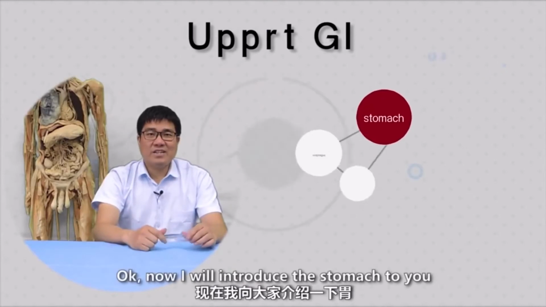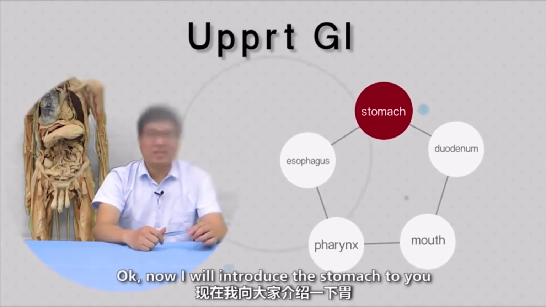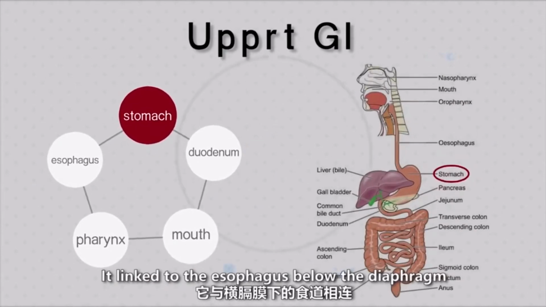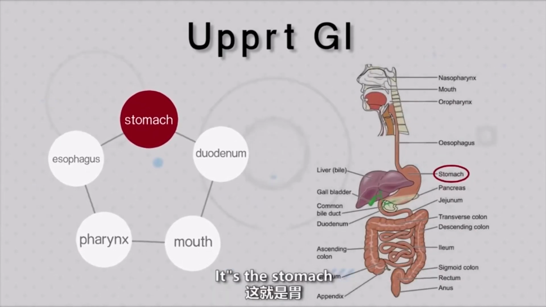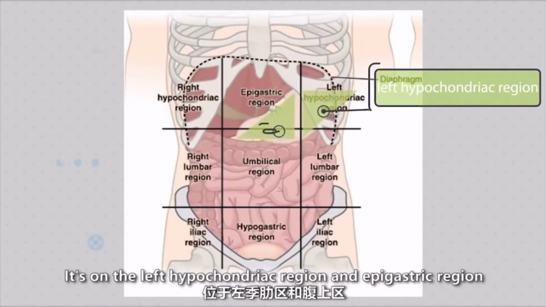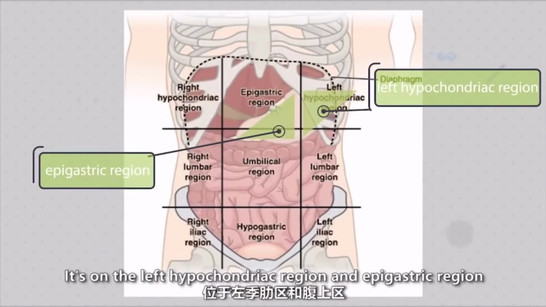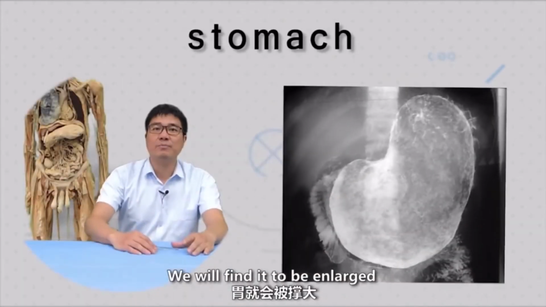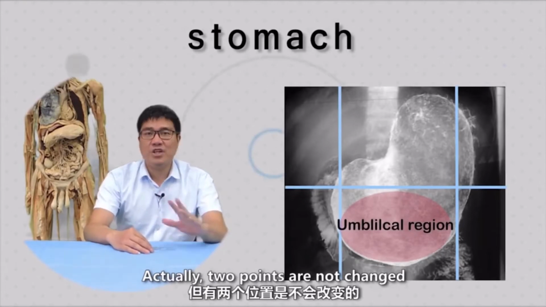Okay, so now we're going to talk about the stomach. It's linked to the esophagus. Below the diaphragm, it's the stomach. It's in the left hypochondrial region and epigastric region. So if we drink more bottles of beer, it would be enlarged, but 2 points are never changed.